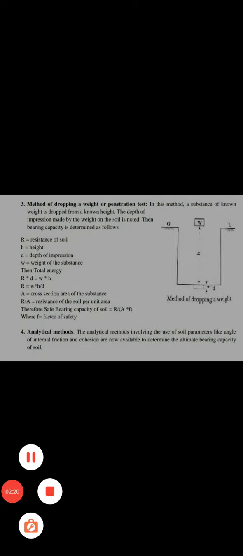The other method is generally the analytical method. The analytical method involves the use of soil parameters like angle of internal friction and cohesion, which are now available to determine the ultimate bearing capacity of soil. But in most cases they go for the plate loading test method. In ordinary cases they go for the dropping method.